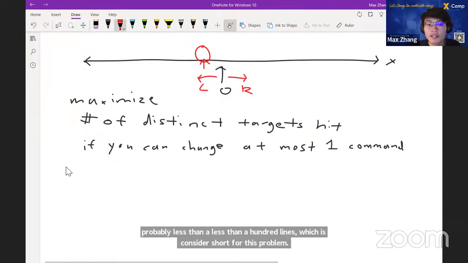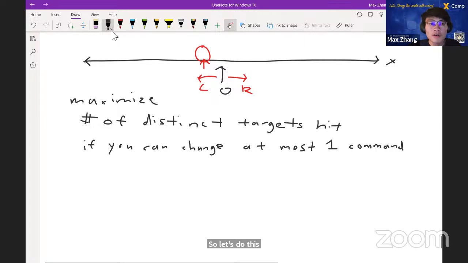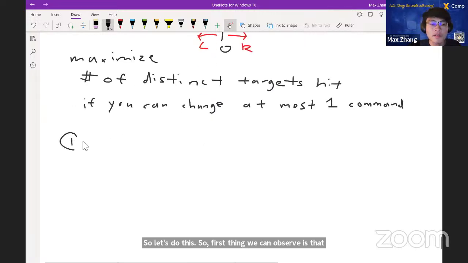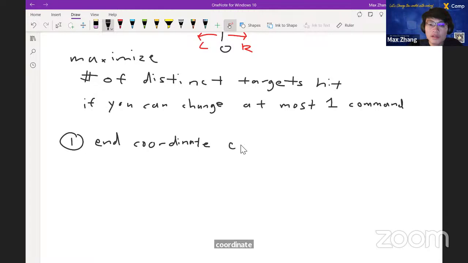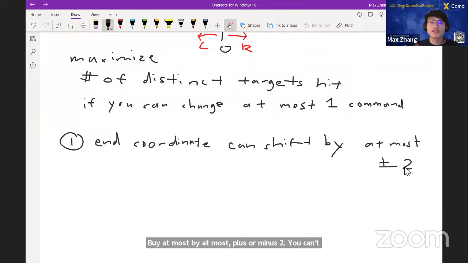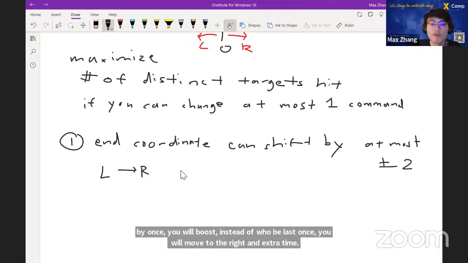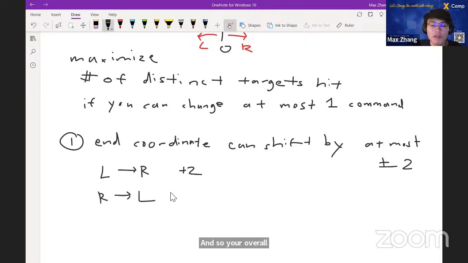So let's do this. The first observation we can make is that the ending coordinate can shift by at most plus or minus 2. You can't shift more than that. The way you can shift 2 is if you change an L to an R. If you change an L to an R, then instead of moving left once, you'll move to the right an extra time, and so your overall ending coordinate will be +2. If you change an R to an L, that's a -2. And everything in between can be done with some other change. So the point is that the ending coordinate can shift by at most plus or minus 2.